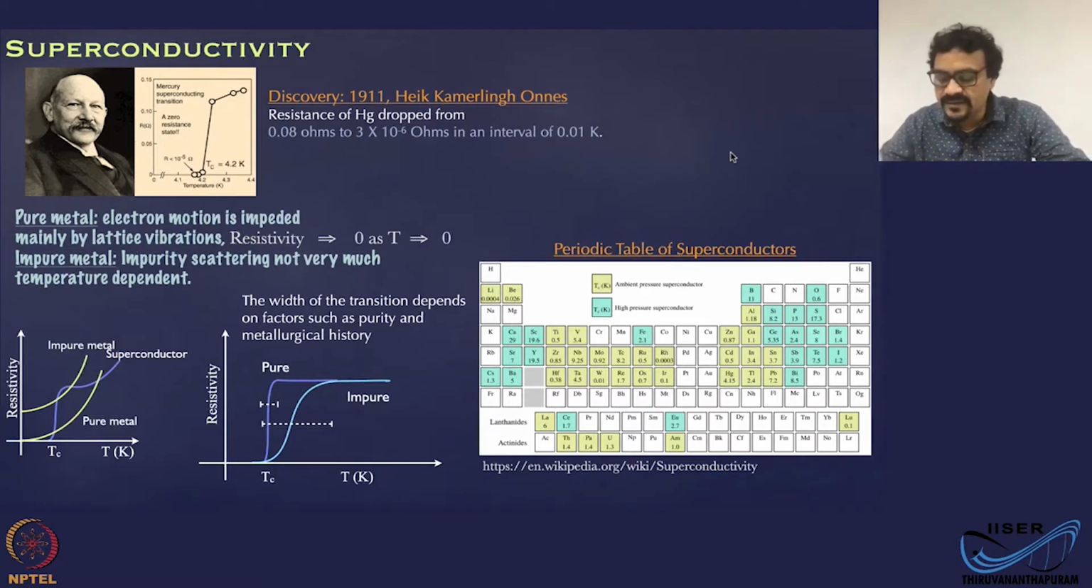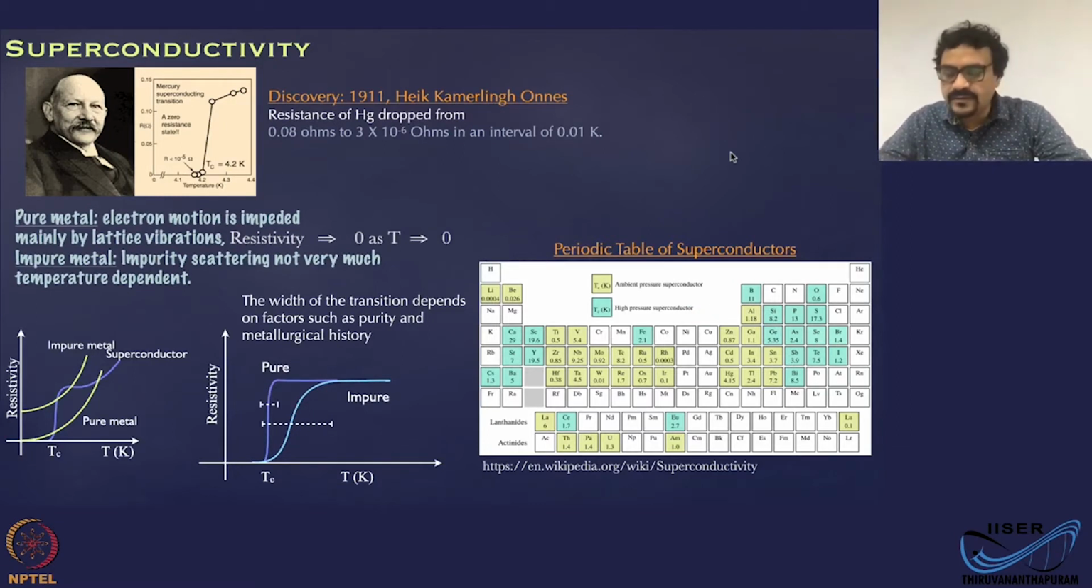Here is a periodic table which shows that many of the pure elements are superconducting at ambient pressure, and a few others can also be made superconducting by the application of pressure.